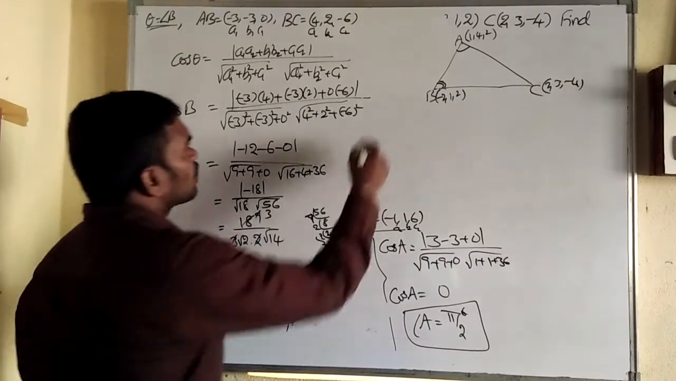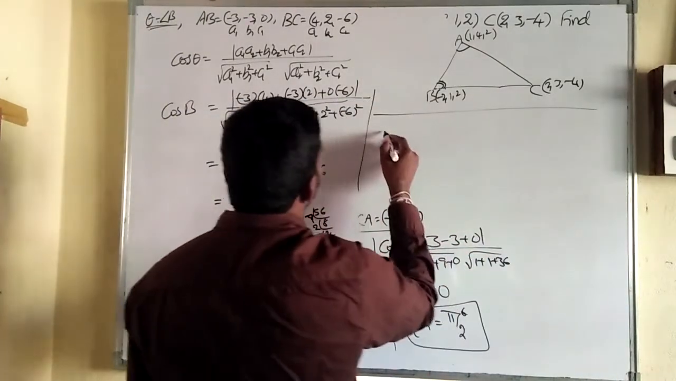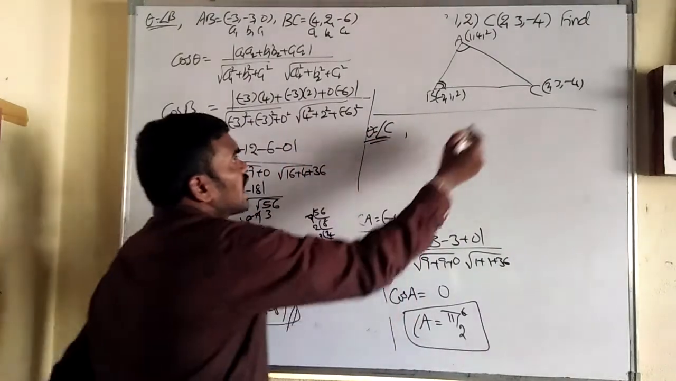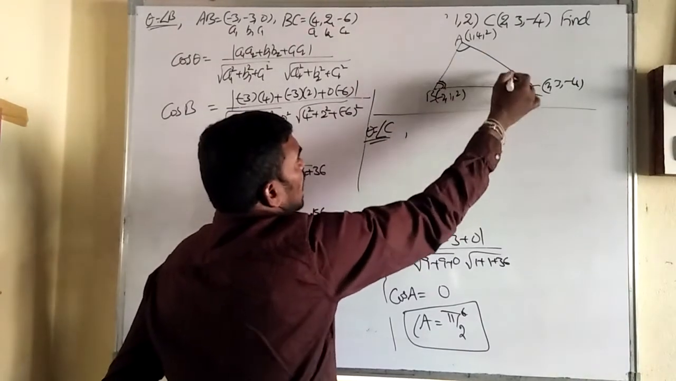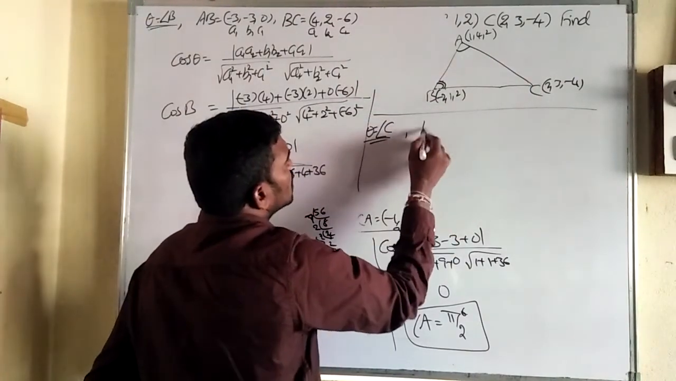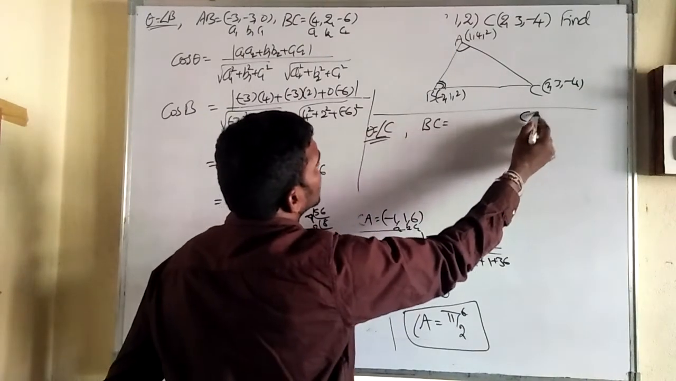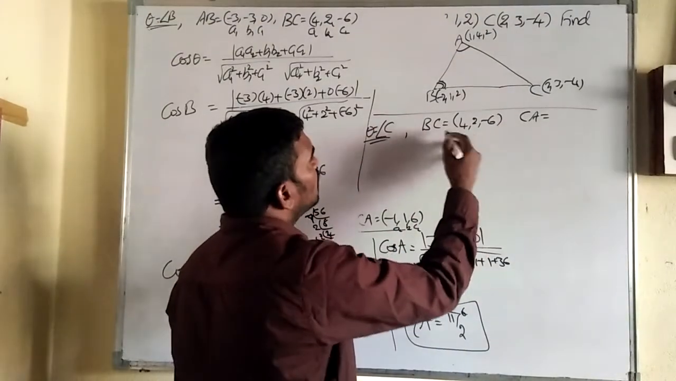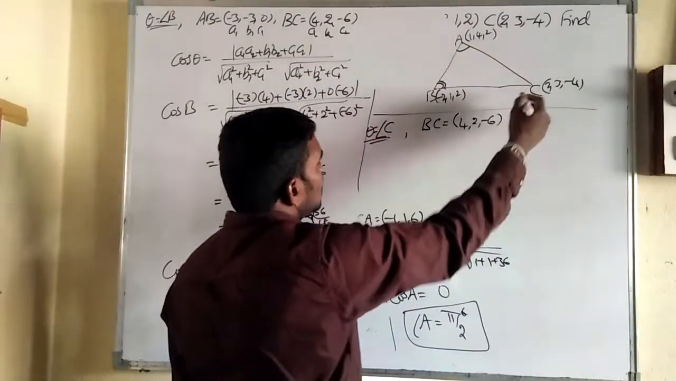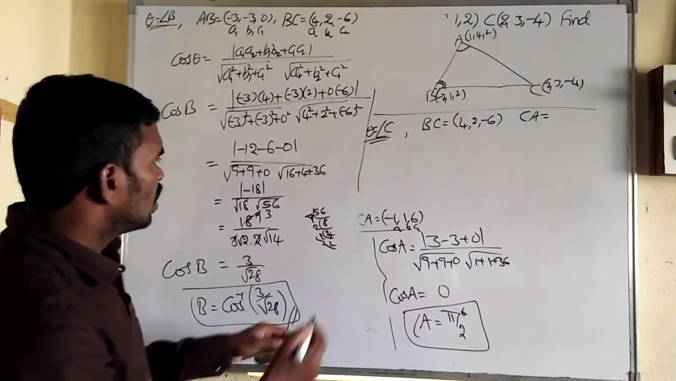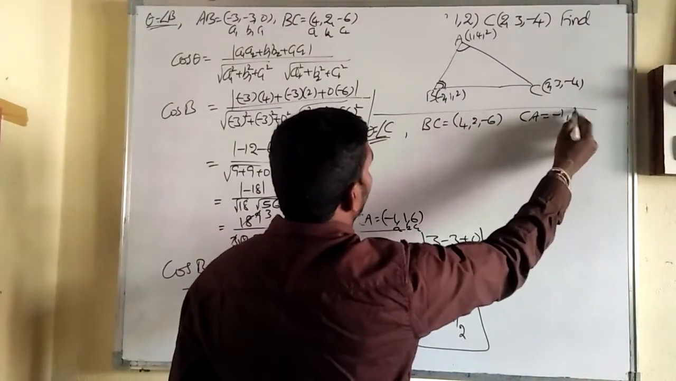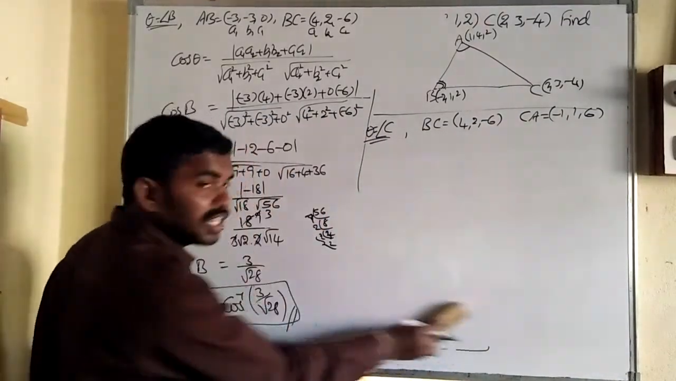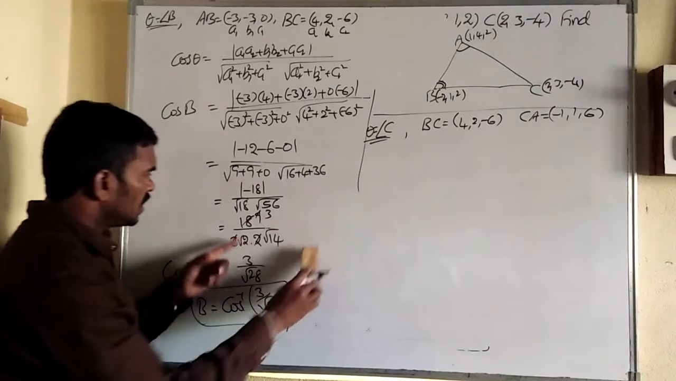Similarly, can you find angle C? What are the direction ratios that should be taken for angle C? AC and BC. So what are the BC direction ratios? BC is 4, 2, minus 6. And the CA direction ratios are minus 1, 1, 6. Any doubt here? Okay, you have a doubt here. Listen again.